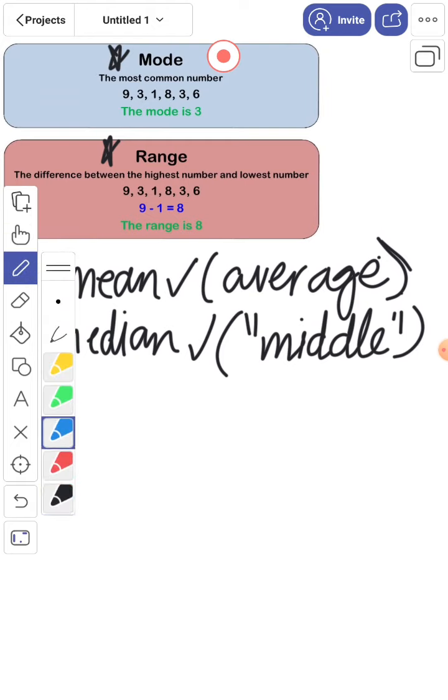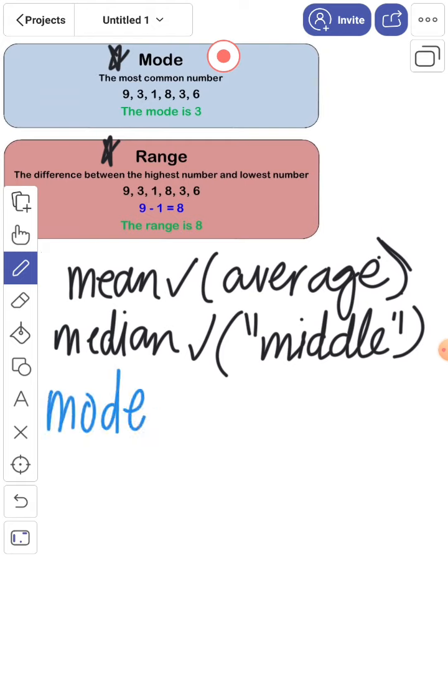Okay. So mode. Literally, it is just the number that shows up the most. In this case, that number is 3. Because that's all it is. It just shows up the most. I think that's really simple.